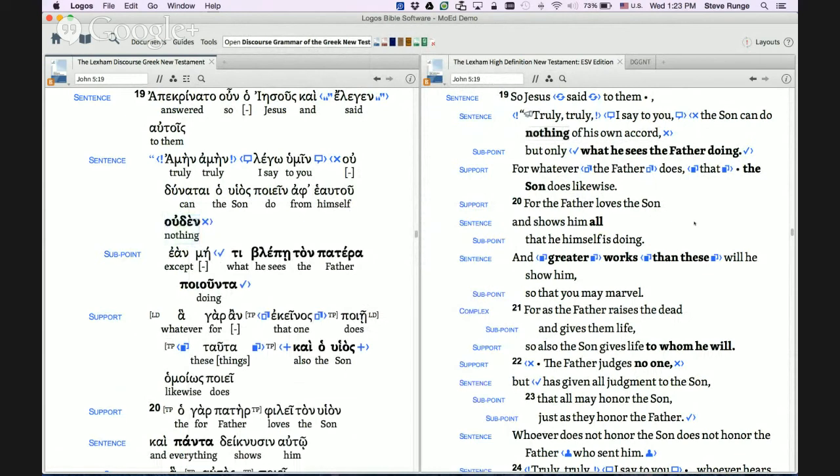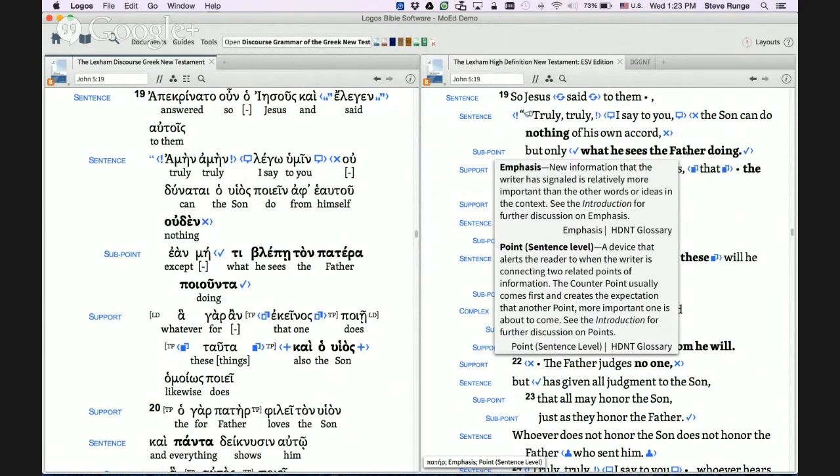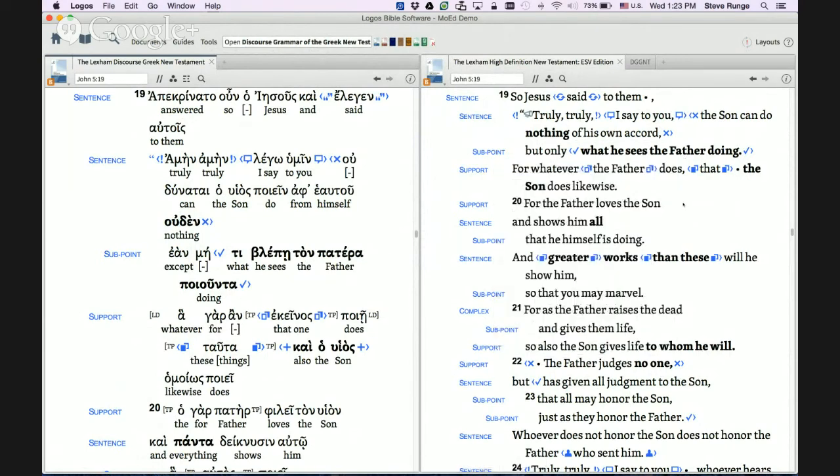It also includes the High Definition New Testament, which is an ESV version of about 70% of the same data. And it also comes with the glossary and an introduction. And the idea is by working with both of these, especially if your Greek is rusty, you can use the Logos feature of sympathetic highlighting to be able to quickly find what you're looking for in one or the other.